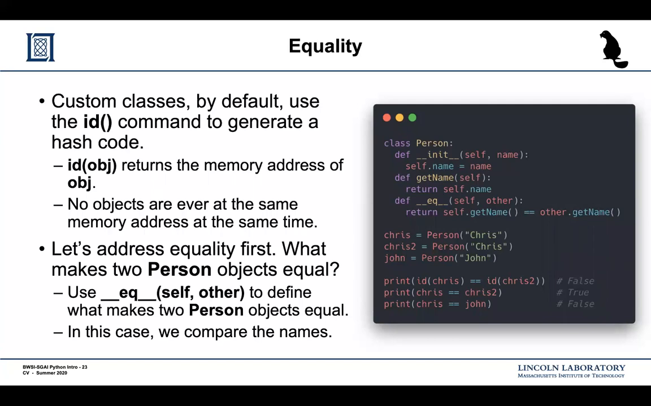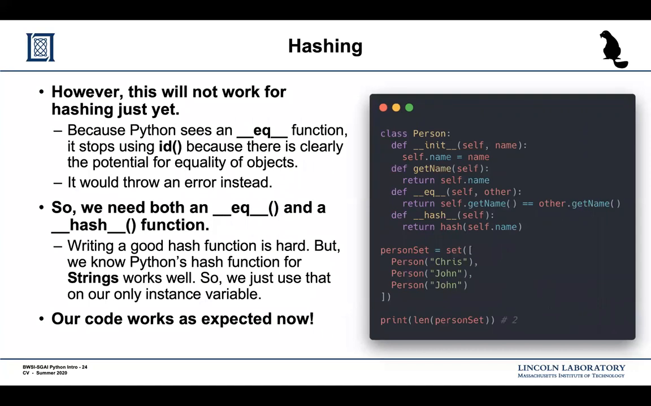So we can define that __eq__ function, and notice that I'm using the getter in here, right? I'm using self.getName instead of just referencing self.name. Again, I always try to use getters and setters. I recommend you guys do that kind of thing too. But this won't work for hashing just yet.